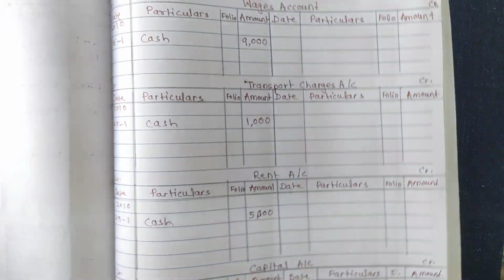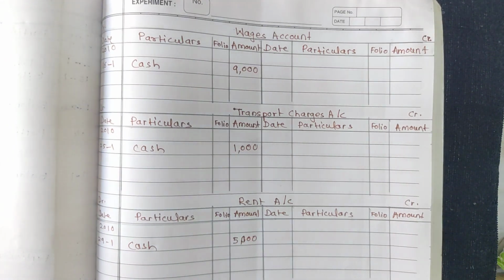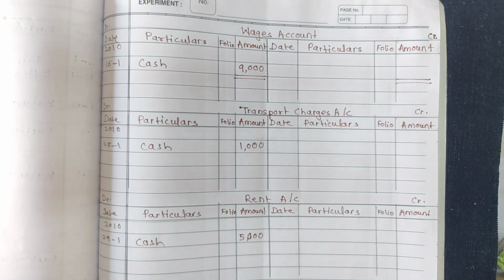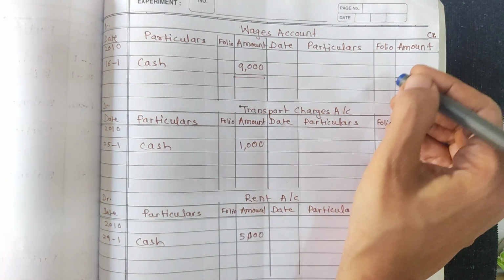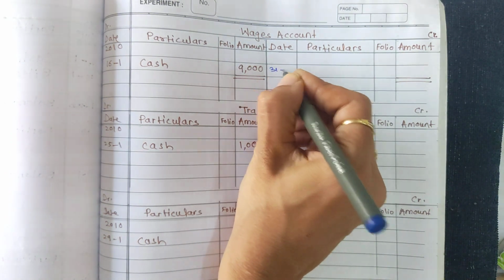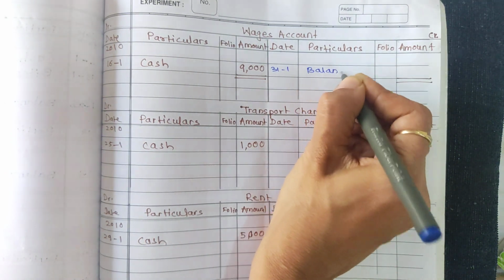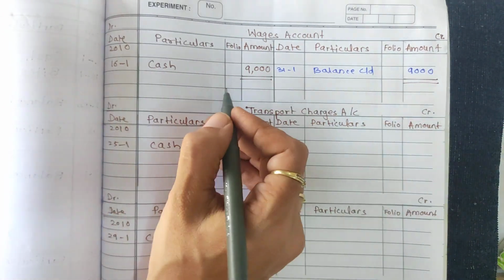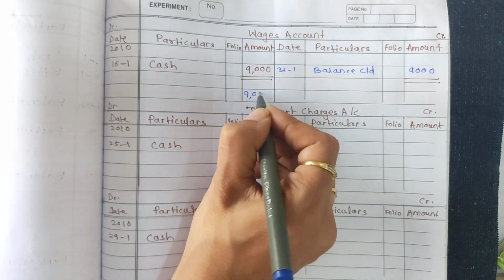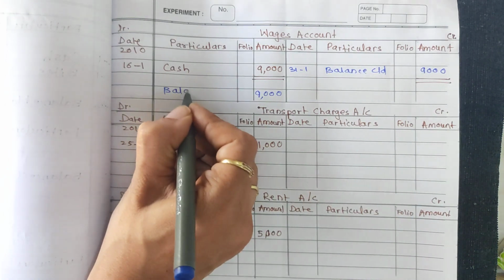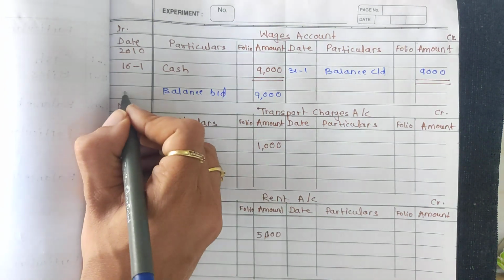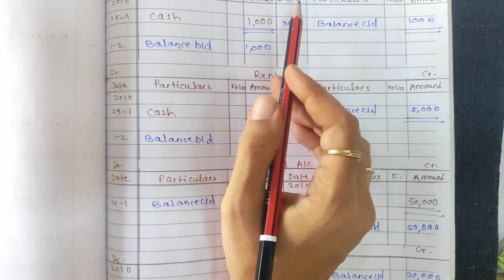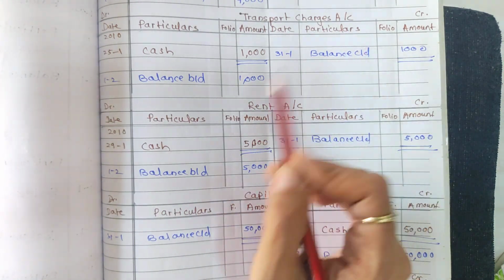Now in the same way we will close all these accounts. Wages account: see, 9,000 is given here. On the debit side there is just one item. So when closing the account, on the lower side you write down balance carried down 9,000, then on the opposite side below the total 9,000. It is known as balance brought down. For transport charges, closing the account, balance carried down, brought down.